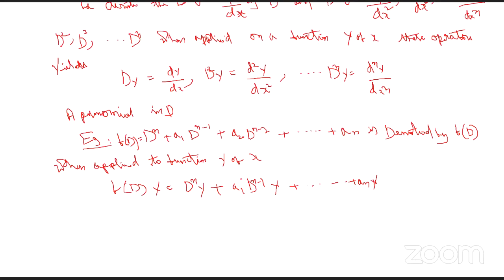This is nothing but we can convert D^n y by dx^n plus a1 D^(n-1) y divided by dx^(n-1) plus a2 D^(n-2) y divided by dx^(n-2) plus so on, plus an y.